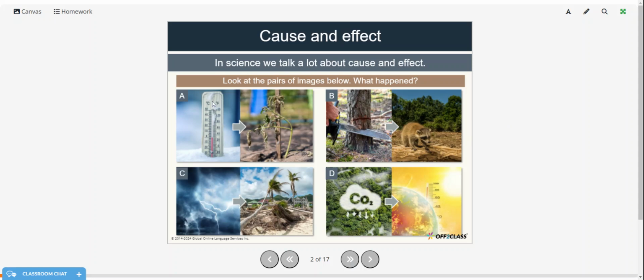So here, when the temperature went to freezing, the plant died. If we cut down too many trees, then the raccoon is left with no natural habitat. The storm caused the trees to be blown down, and the CO2 levels caused the temperature to increase.